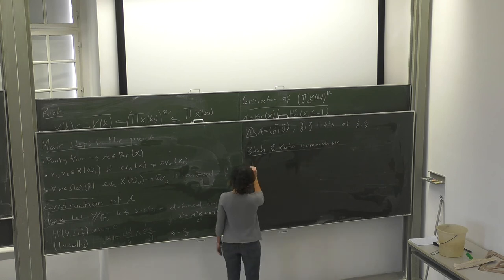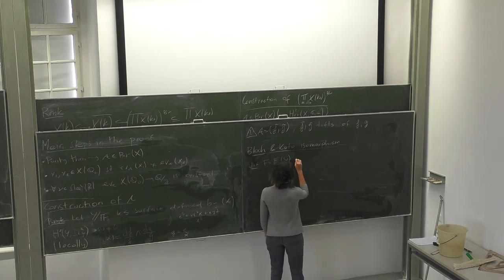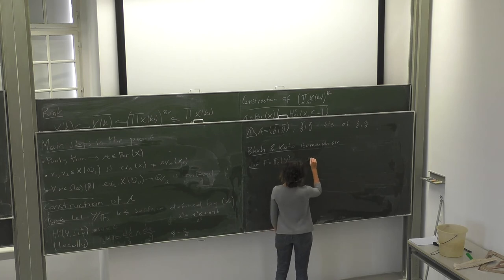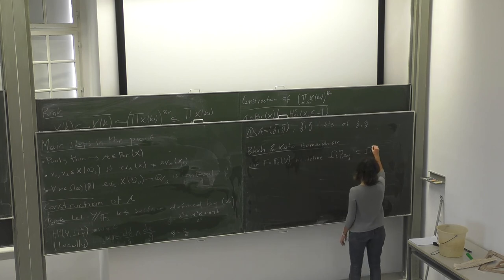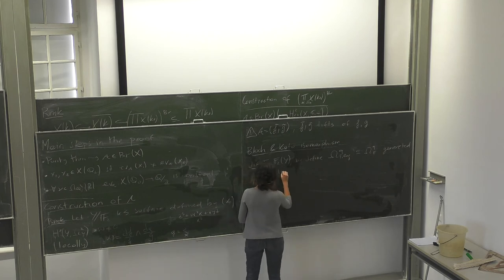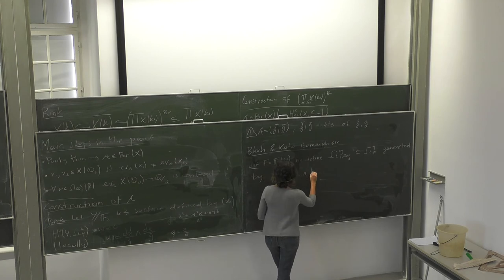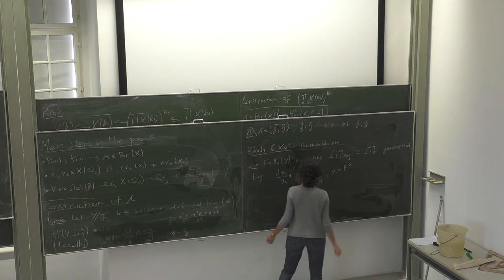Okay, so I will denote by F the function field of Y over F2, and we define the sheaf of logarithmic q-forms on Y as the subgroup of the q-forms of Y generated by elements of the form dy1 over y1 wedge, up to dyq over yq, where these yi are just non-zero elements in the field F.